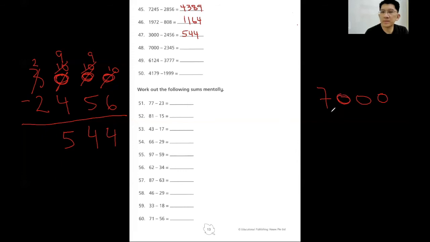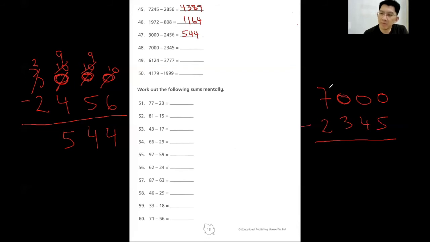Okay, 7,000 minus 2,345. Okay, now it looks like number 47. It has all the zeros, so this 0 wants to borrow from here, but it's still 0, and this 0 wants to borrow from here, and it's still 0. Therefore, this 0 borrows from 7.